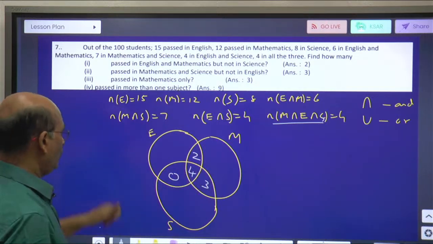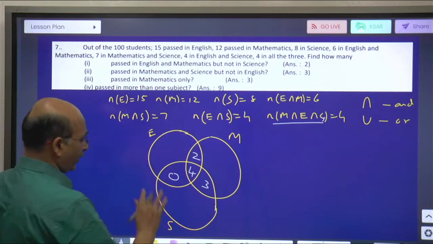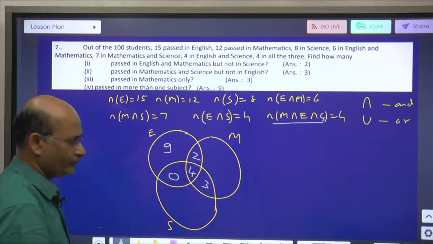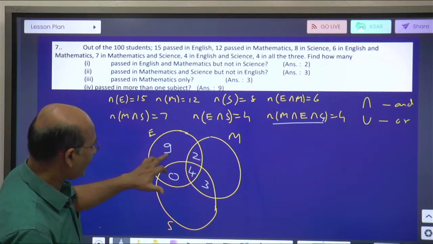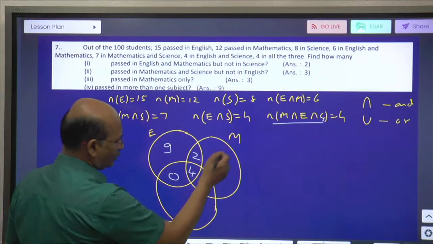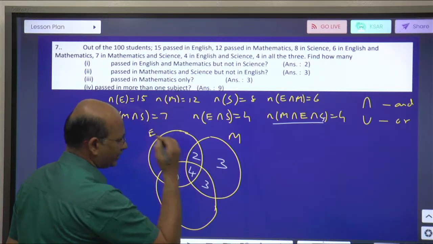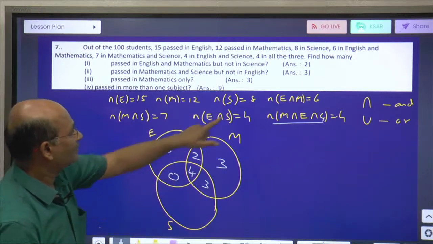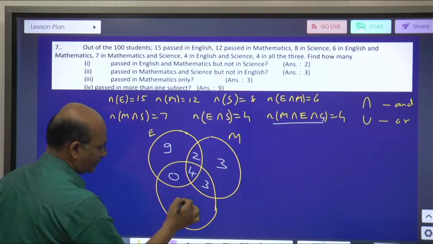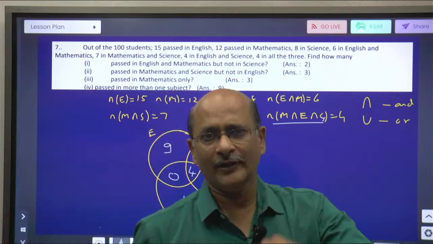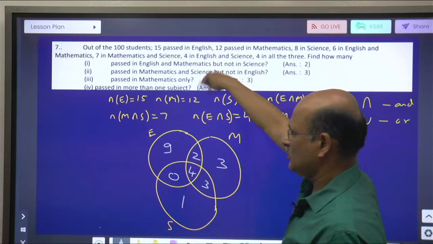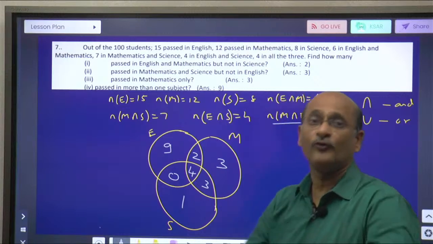Now hold on. Total English is 15. This full English is 15. So 4, 5, 6. How much is there? 9. Because this full is English. So 9, 10, 11 plus 4, 15. So the full English will become 15. Similarly, maths is 12. 4, 5, 6, 7, 8, 9, 10, 11, 12. So 3. Science is 8. Now 4, 5, 6, 7 plus 0. This full is science. So this is 1. Once you are able to bifurcate and put the values here, I challenge you, this question will fall down like 9 pins.